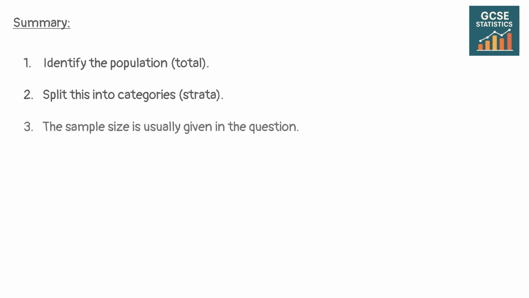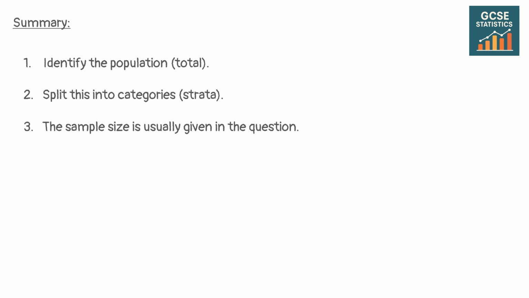Step 1. Identify the population. This is your total. Anything from students in a school to red cars in a parking lot. You need to be confident in knowing what you are actually working with. Step 2, split this into categories or your strata. Make sure that they are non-overlapping. Step 3, you need to work with the sample size. If it's not given in the question, chances are you'll actually have to manipulate the formula to find the sample size itself. In the exam, usually the first 3 steps are presented to you.